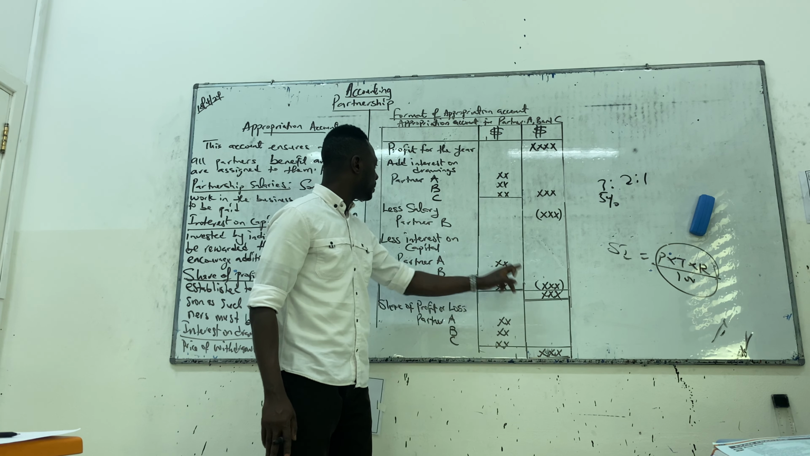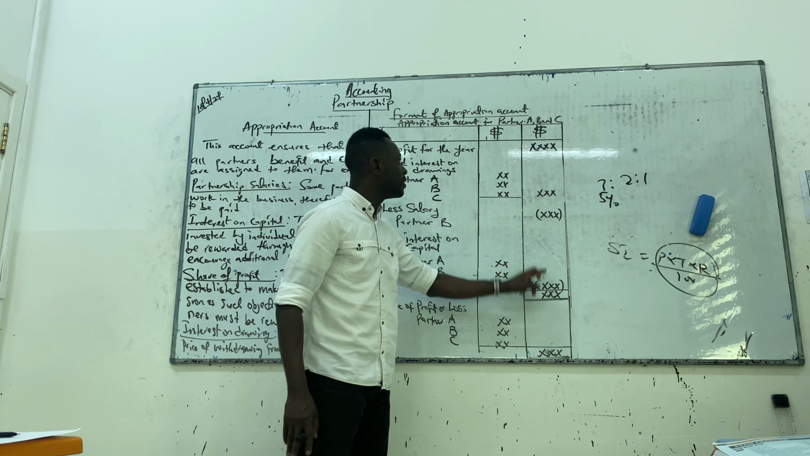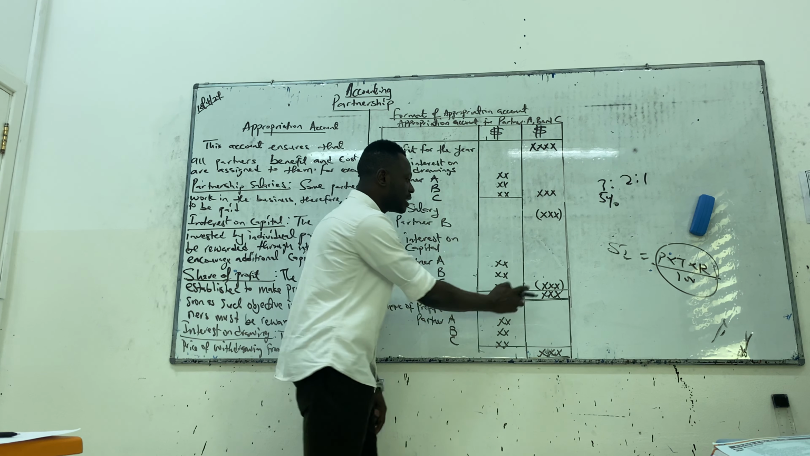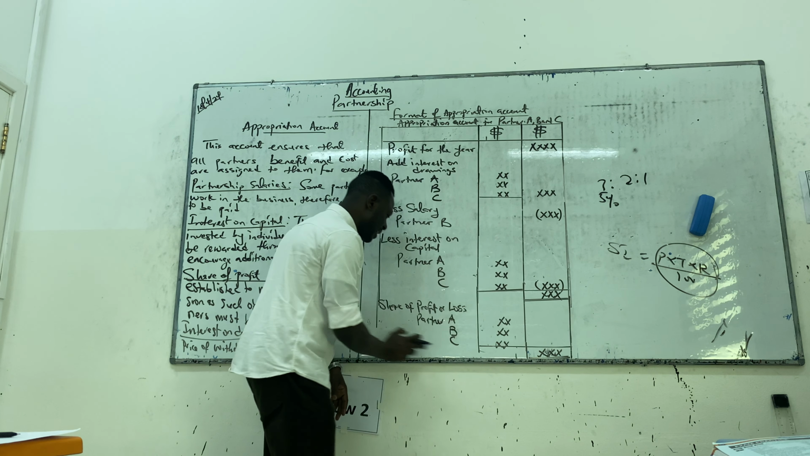So you less interest on capital, you less salary, you add interest on drawings. At the end of it, you take it away from your profit. That is the total. So this is the total profit left. The total profit left is what you have to share as partners.